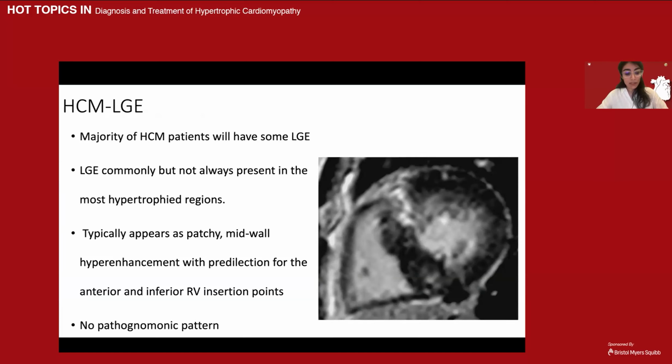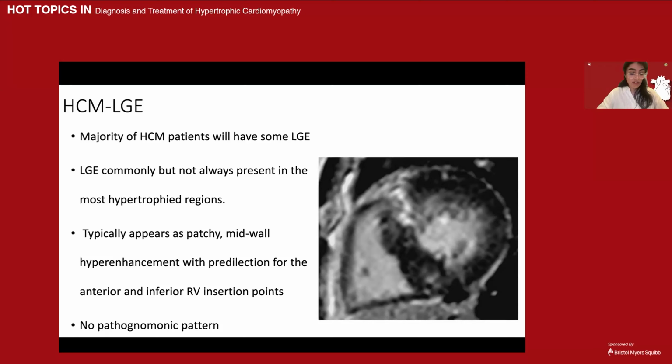Now, late gadolinium enhancement, or LGE, remains one of the most important contributions of CMR in hypertrophic cardiomyopathy. The majority of patients will demonstrate some degree of fibrosis, and typically LGE appears as patchy mid-wall enhancement, as we see in this slide, with a predilection for the hypertrophied segments, but also we tend to see this non-specific RV insertion point LGE pattern as well. Now, importantly, LGE represents replacement fibrosis and provides information that cannot be identified on echo or other modalities. And for many clinicians, this is where CMR truly begins to move beyond anatomy and into risk assessment.